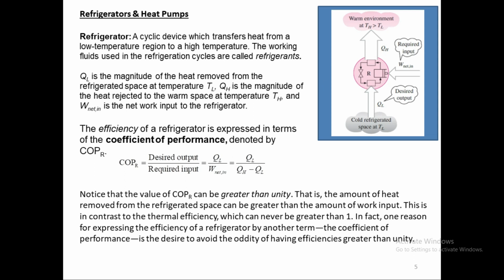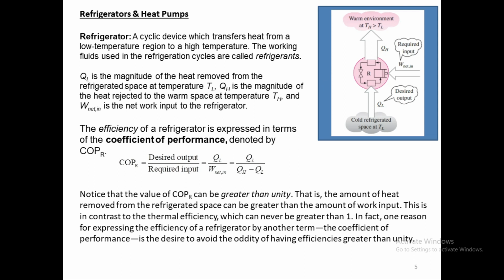That is why we don't use the term efficiency for the refrigerator or heat pump. We rather use coefficient of performance, COP. So by definition, COPR, that is coefficient of performance for a refrigerator, is desired output divided by the required input. The desired output here is, of course, to move heat from the freezer box to the kitchen atmosphere. So the amount of heat which will be removed from the freezer box is QL, from the low temperature medium, L denoting low temperature, divided by the work required by the compressor, W net in.